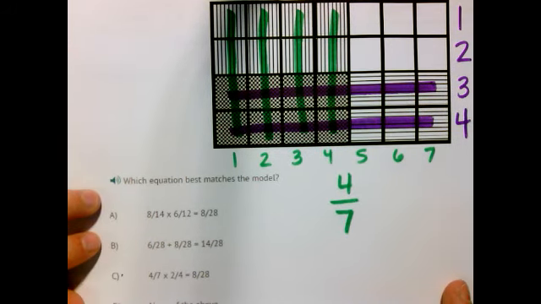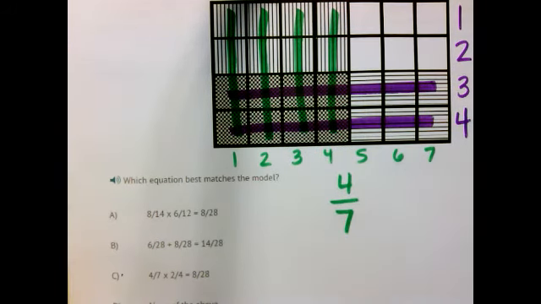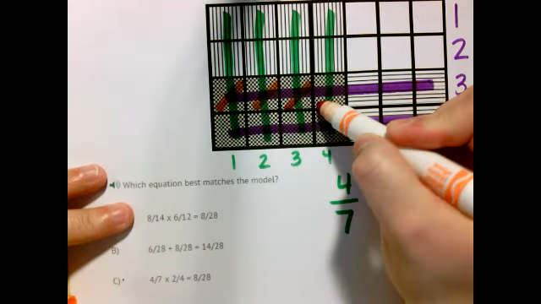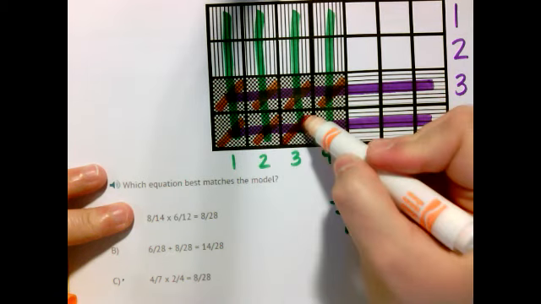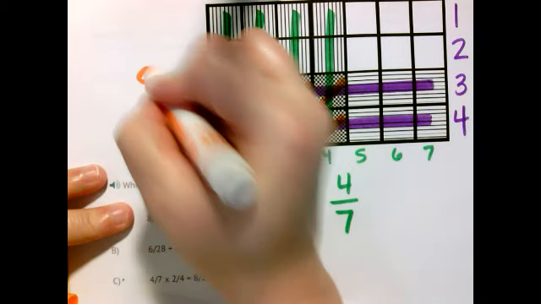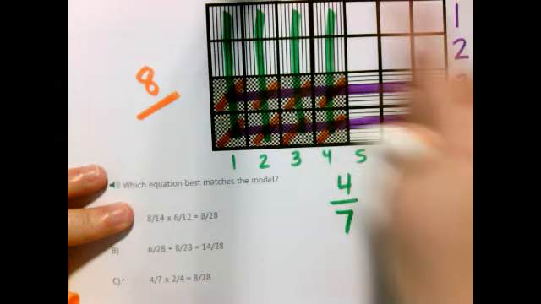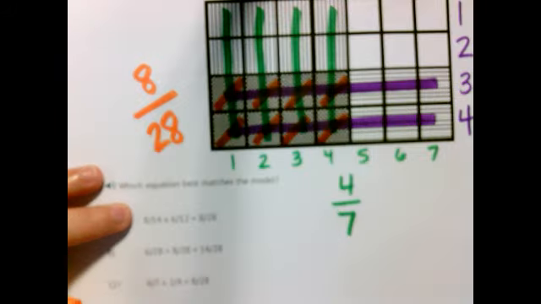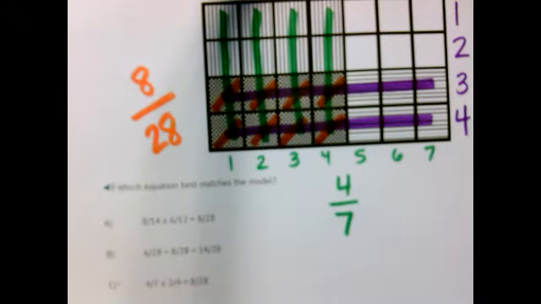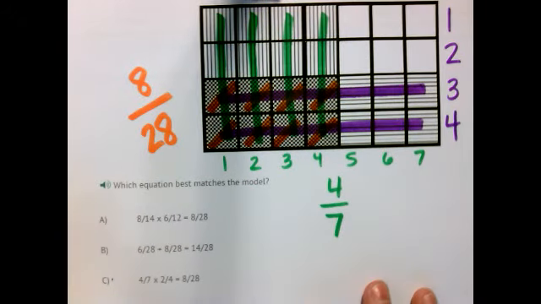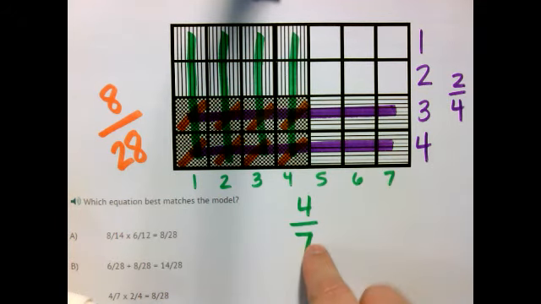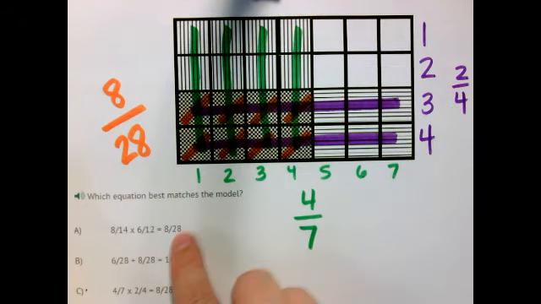So let me look at my answer choices, and before I even do that, let me figure out what my product would be here. I've got 1, 2, 3, 4, 5, 6, 7, 8. So there's 8, and I know that there are a total of 28 boxes there. So I should be looking for something that says 2/4 times 4/7 or 4/7 times 2/4. Let's look at our answer choices and see.